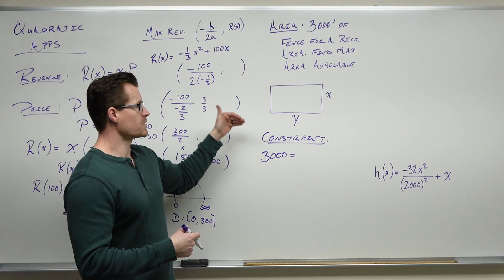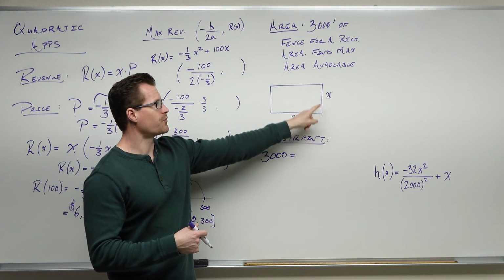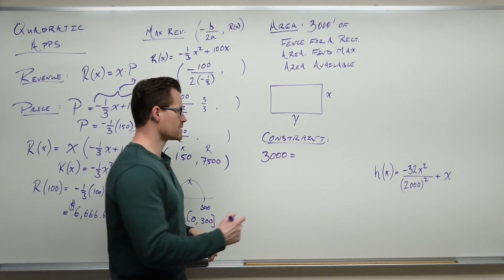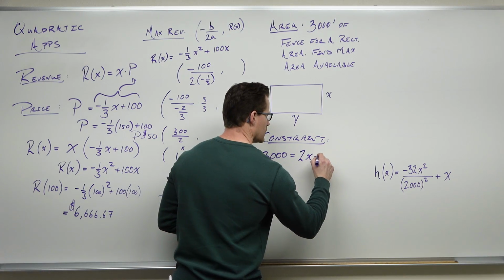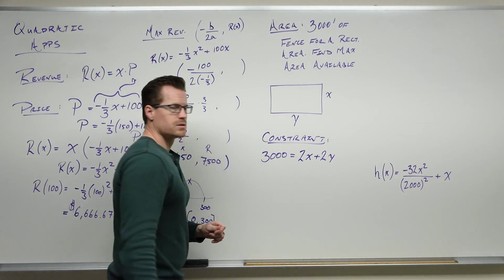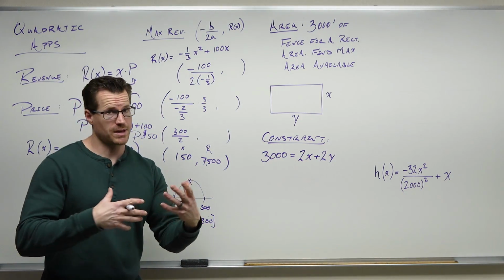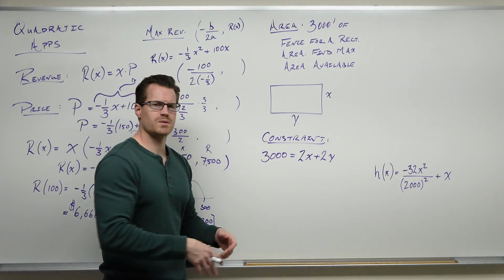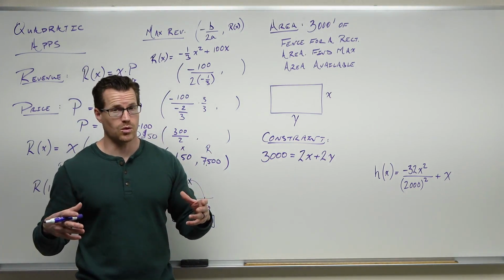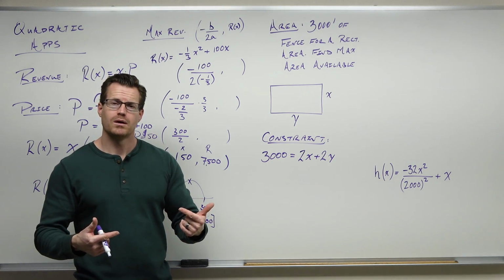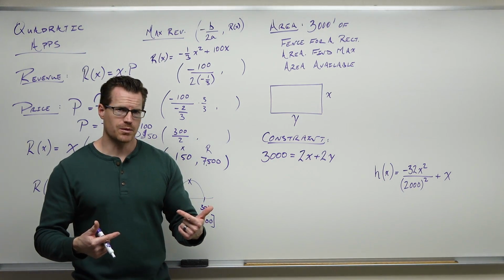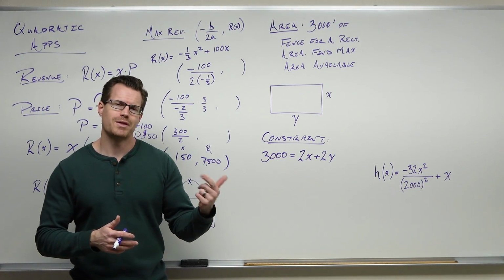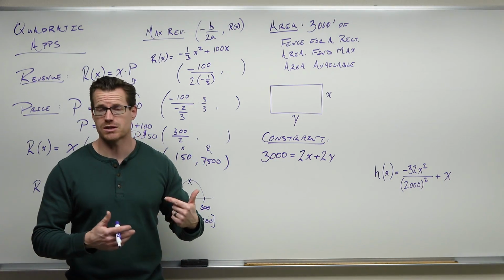So I know that 3,000 feet is going to make up all four sides of my rectangle. That's 2x plus 2y. I hope that makes sense, that our perimeter, 3,000 feet, is taken up by 2 x sides and 2 y sides. This is called your constraint because it's what's limiting your ability to make more or less area. Now, we can automatically simplify that. We could divide everything by 2. That's totally fine. But that's going to show up when we make our substitution.